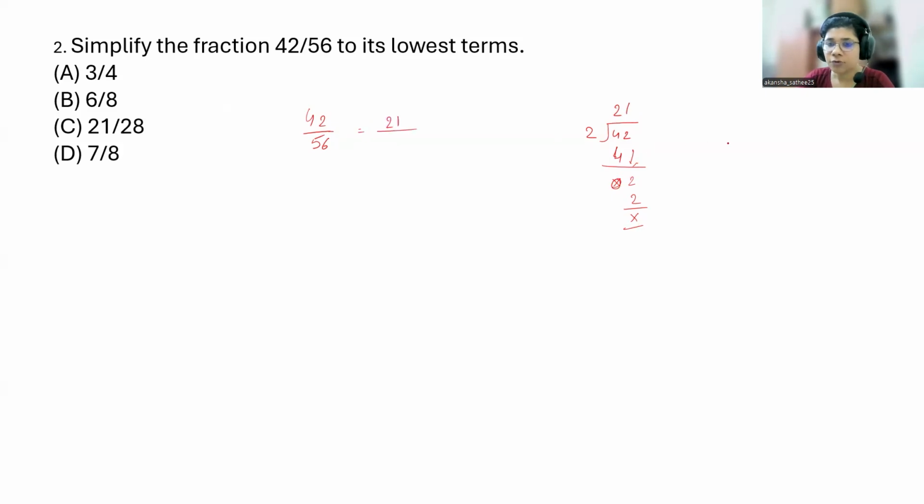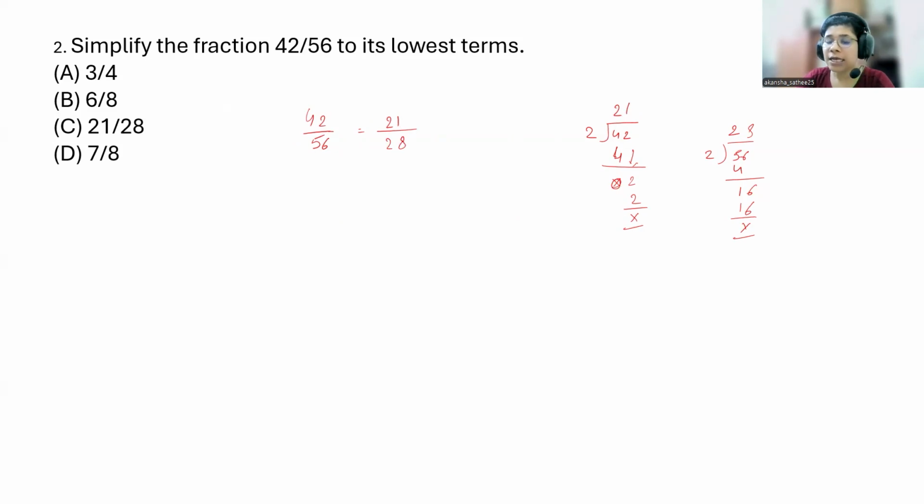Similarly, 56 if you divide by 2, you get 28. That is how we divide. So it is 21 and 28.